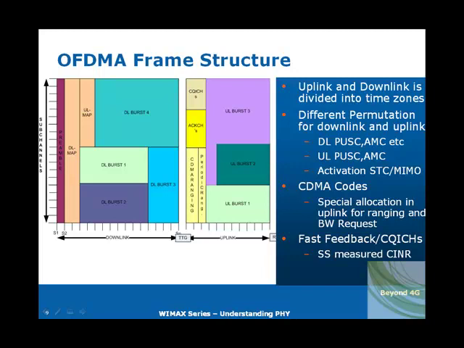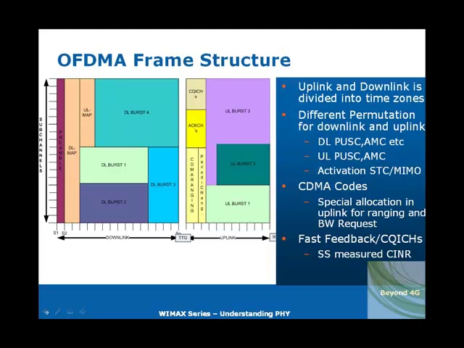CQICH channel. The frame is TDD, and we can divide the downlink and uplink ratio accordingly as required by the system. Different permutations for downlink and uplink are supported. So a user can be allocated a PUSC zone and AMC zone, or in the uplink we can allocate a PUSC or AMC zone. We can also use STC or MIMO mode. The frame allows the use of STC and MIMO modes. We will go into deep discussion about PUSC and AMC in coming slides.